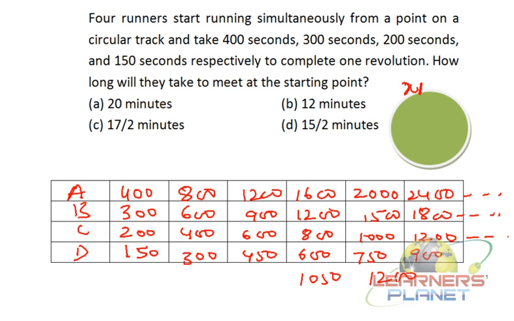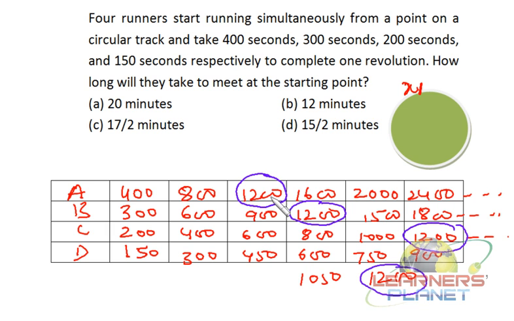Okay, now you'll observe that after every 1200 seconds A, B, C and D, all of them are reaching the same position. Okay, that means they'll be meeting once again at the starting point.